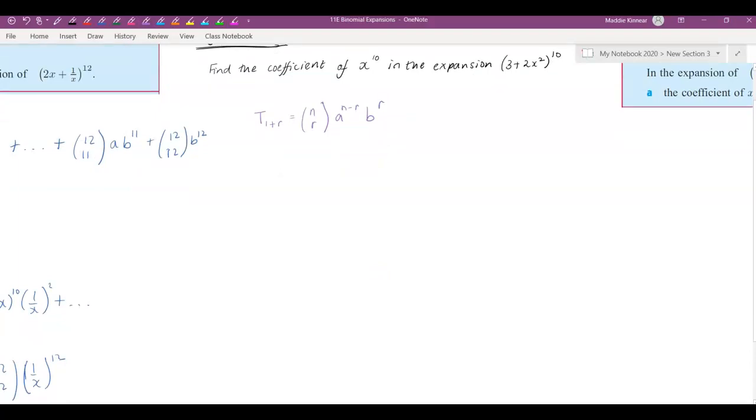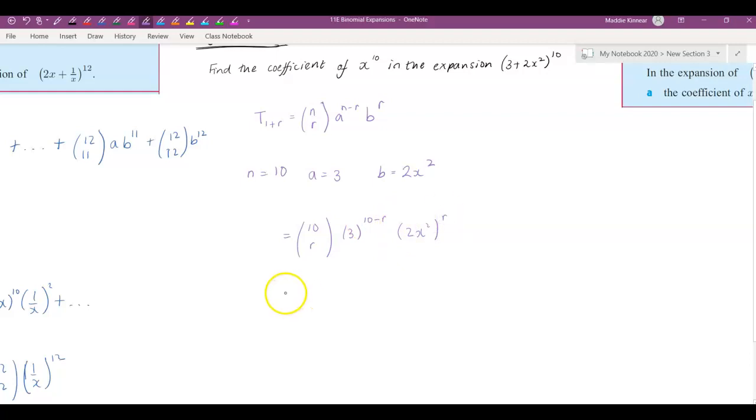Now what we want to do here is, we know from our particular question n is equal to 10. We also know that a is equal to 3 and b is equal to 2x squared. So we can put all this in, and we are basically just trying to find out what the value of r is for this. So we're going to have 10 on r times a, which is 3 to the power of n, which was 10, times b, which is 2x squared to the power of r.